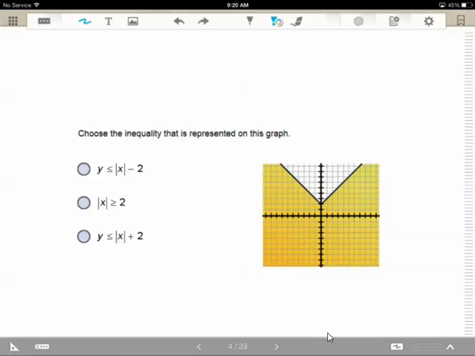One more problem for the proficiency exam, SAT, ACT. Choose the inequality that is represented on this graph. Okay, and as you can see, my graph has a V kind of shape. That should ring a bell, should tell you absolute values, right? And the highlighted part is underneath that V graph.